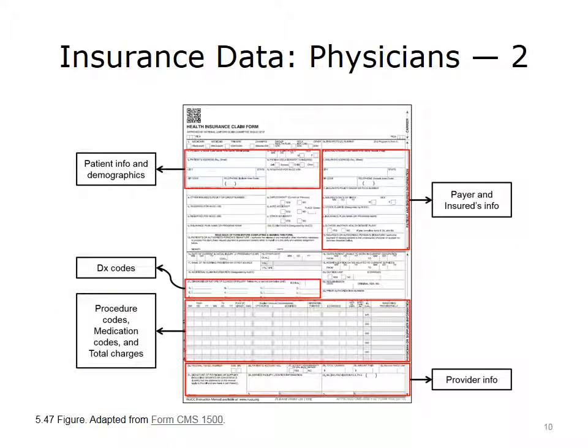This image shows the CMS 1500 form. As noted on the image, the form includes various sections, such as patient information and demographics, provider information, payer information, list of procedures, and list of diagnoses. The procedure codes are usually encoded using CPT and HCPCS. Note that professional claims do not contain ICD procedure codes. The diagnosis codes are coded in ICD-9 or ICD-10.